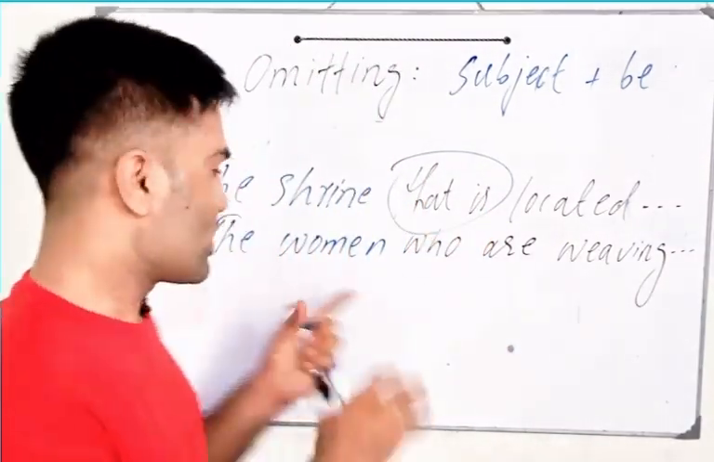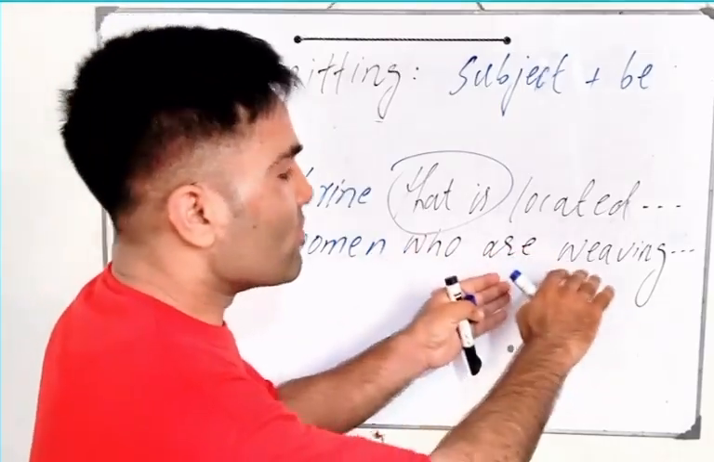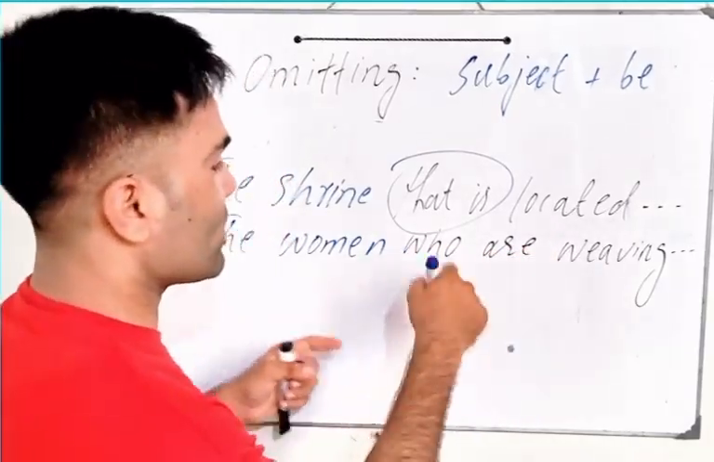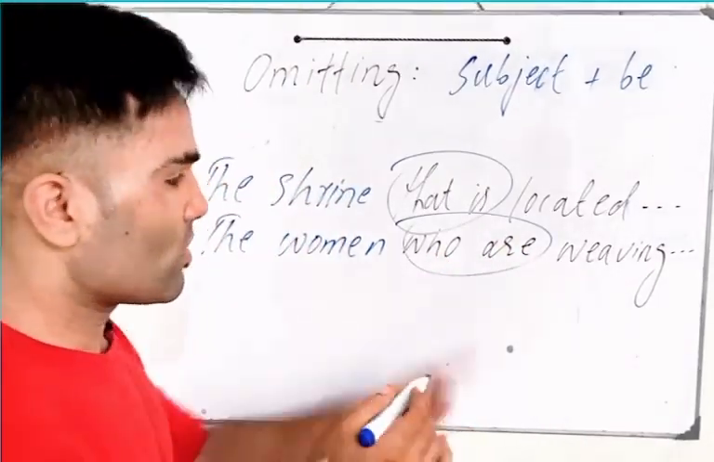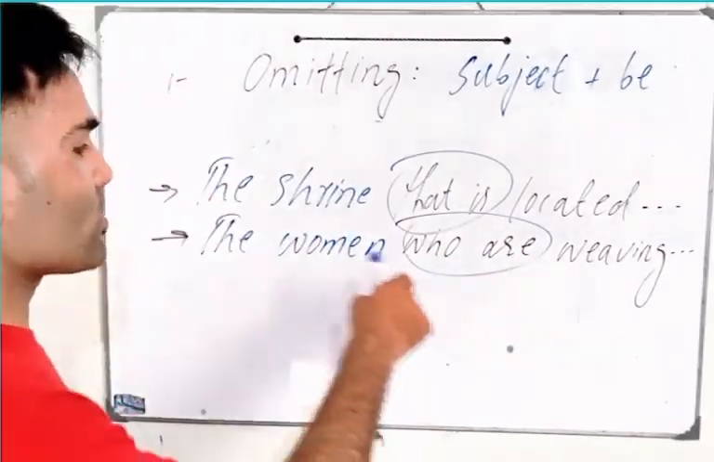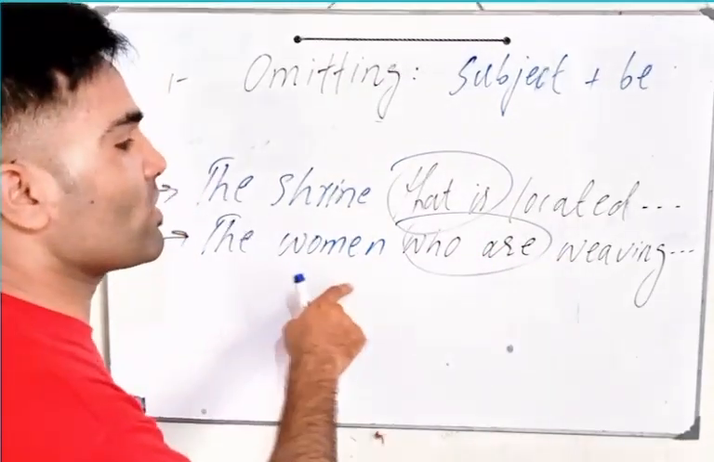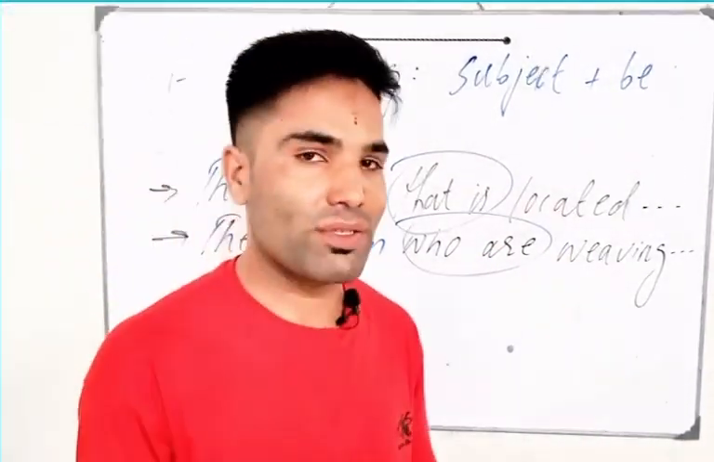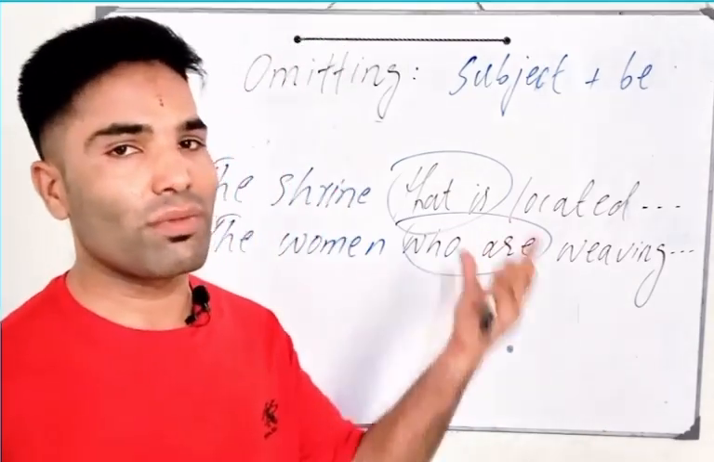This made it shorter. Secondly, the women who are weaving. For this, you would remove this part. This is the subject, this is the be verb, and here it is an auxiliary verb. So instead of saying the women who are weaving, you would say the women weaving handcrafts, etc. This would be the shorter form of this sentence because you removed it and made it shorter.